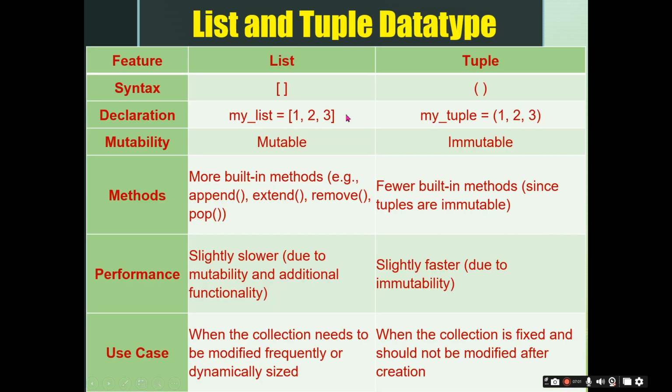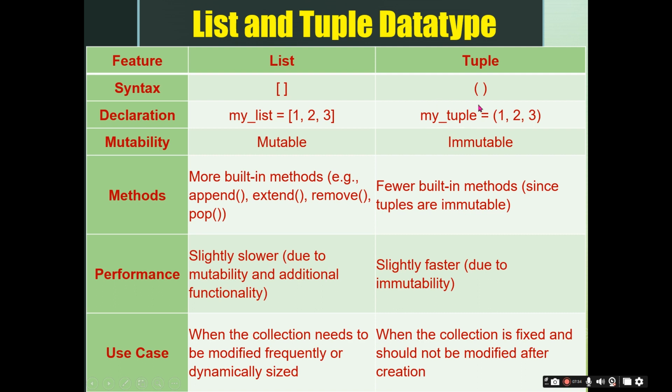Then the list and tuple data types. Here the difference between the list and tuple is shown. The syntax is that a list is declared using square brackets and a tuple using parentheses. Here I have given an example. How do you declare a list? my_list is some variable name for the list, equals, and inside square brackets you give the list values.